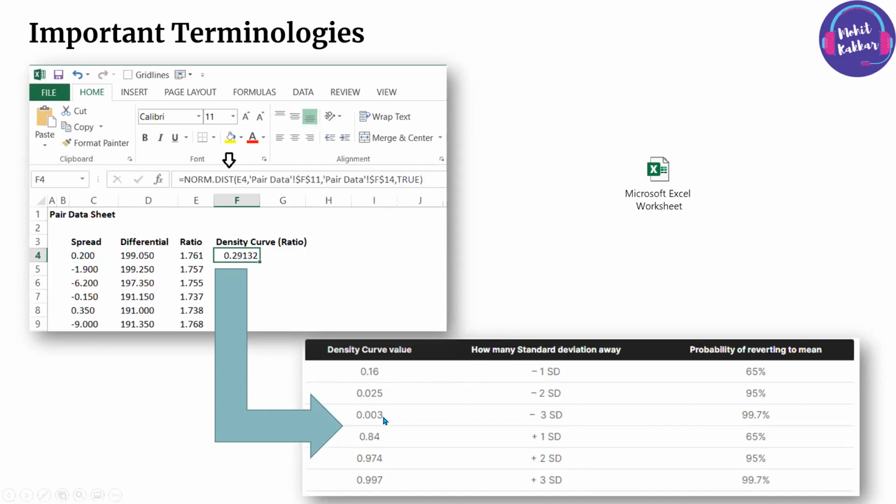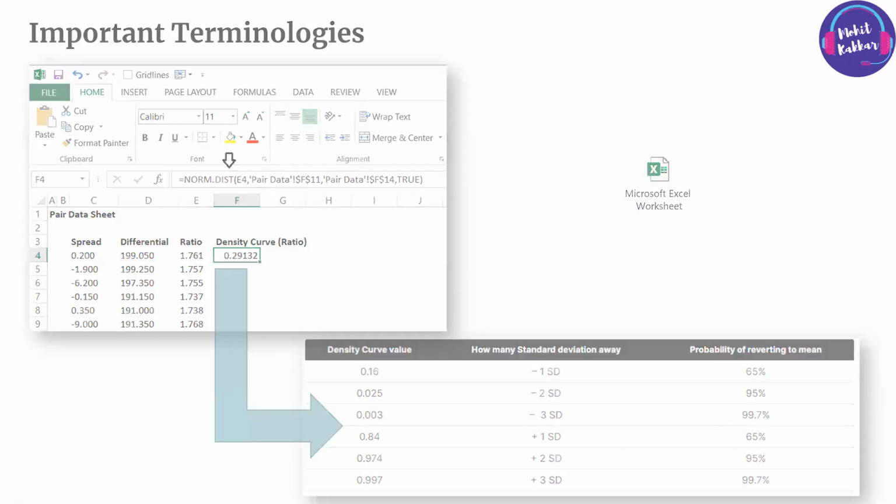This is a very ready reckoner kind of table I have put here, that you can see that, okay, this is my current density curve value. Then what is the probability of this pair to come back to the mean? Okay. Moving ahead, I'll come to the trade conditions.